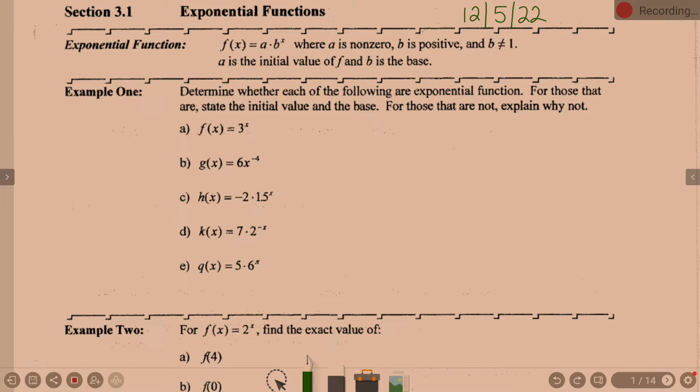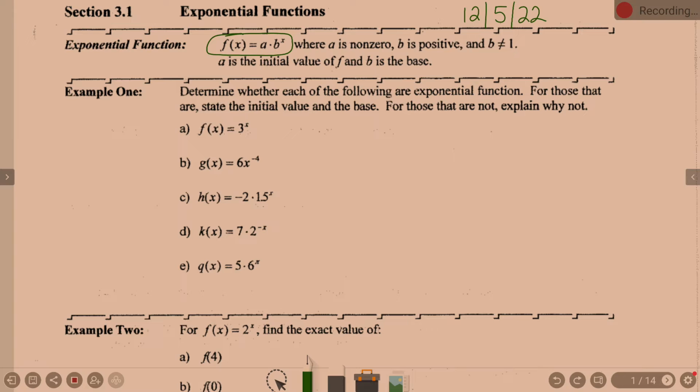By definition, an exponential function is f of x equals a times b to the x, where a is some non-zero number, so some value that is not zero. B is positive and cannot equal 1. This is your exponential function, or your exponential form: f of x equals a times b to the x.